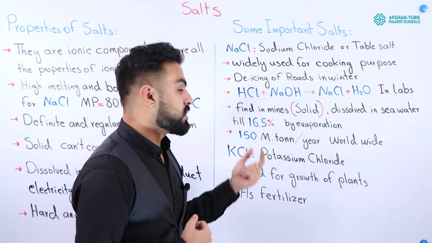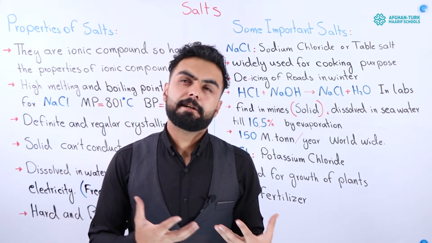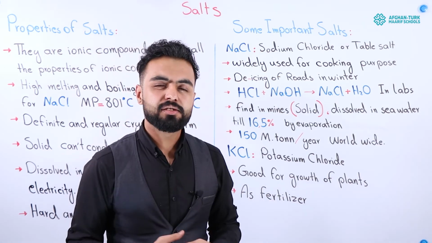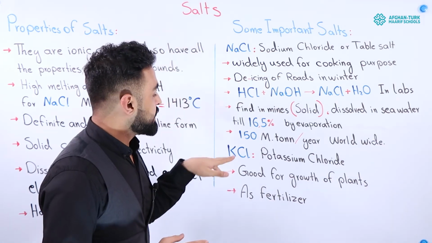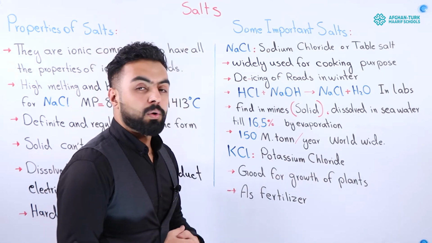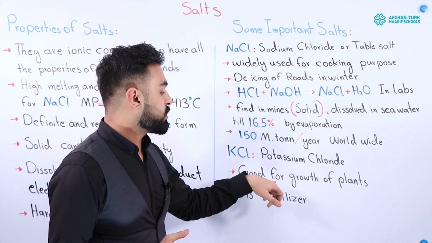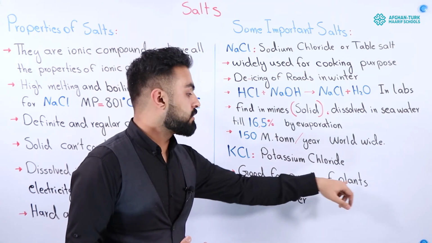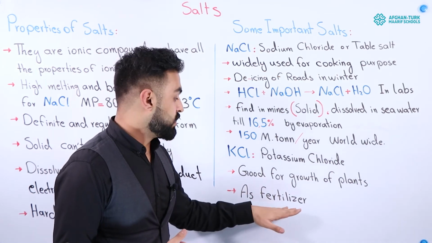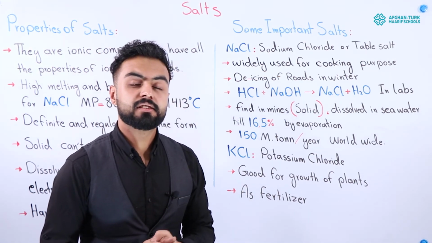So it is not used only for eating or cooking purposes, but for many other purposes and in industries as well. And the second one is potassium chloride. What is potassium chloride? It's so good for the growth of plants. That's why we use it as fertilizer.